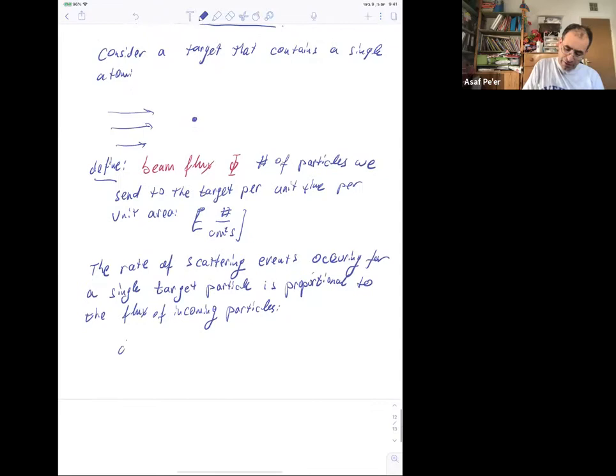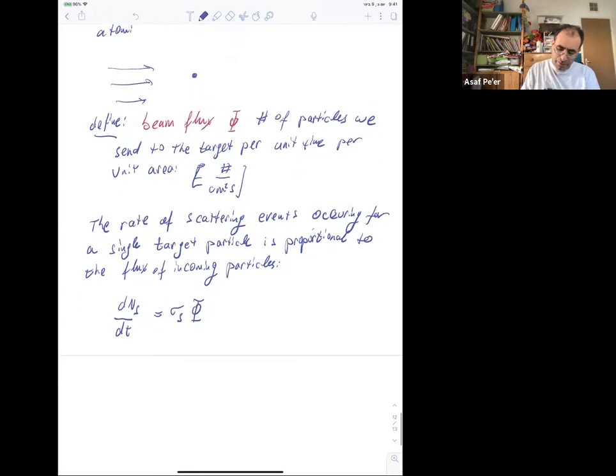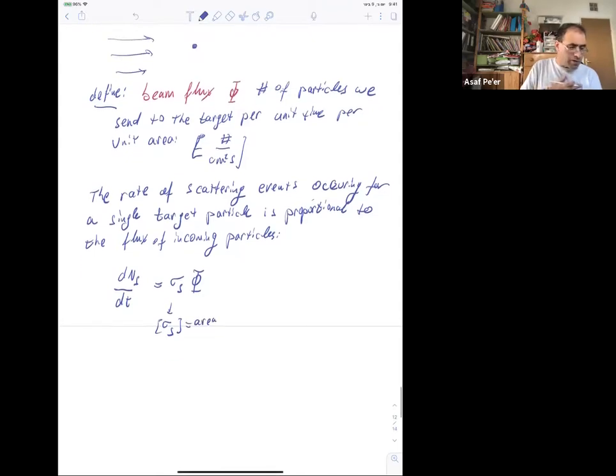So the number of scatterings per unit time is proportional, and the proportionality constant is sigma scattering times the flux. So N_S is the number of scattering events, and the quantity sigma_S, which has the dimension of area, is called the cross section. So this is a definition of the cross section.